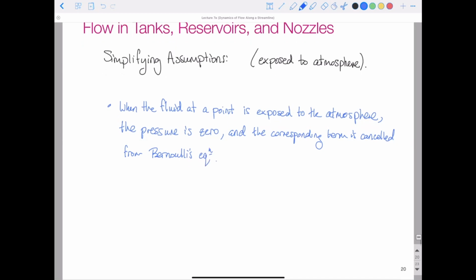So that's our first assumption. Essentially, we have our flow exposed to the atmosphere. We really only care about the gauge pressure, so any point in the flow that is at atmospheric pressure would just have a pressure of 0. The next assumption is that the velocity head at the surface of a tank or reservoir is considered to be 0, and it's also canceled from Bernoulli's equation.